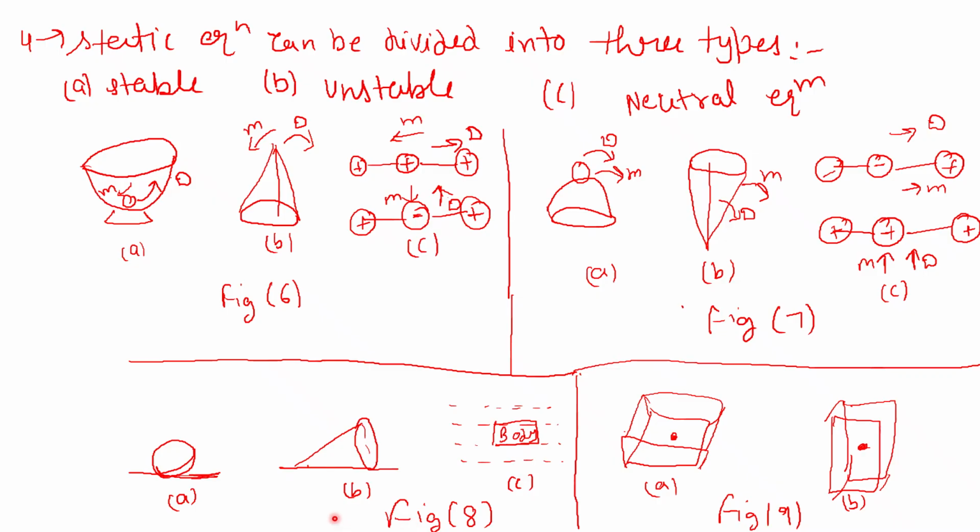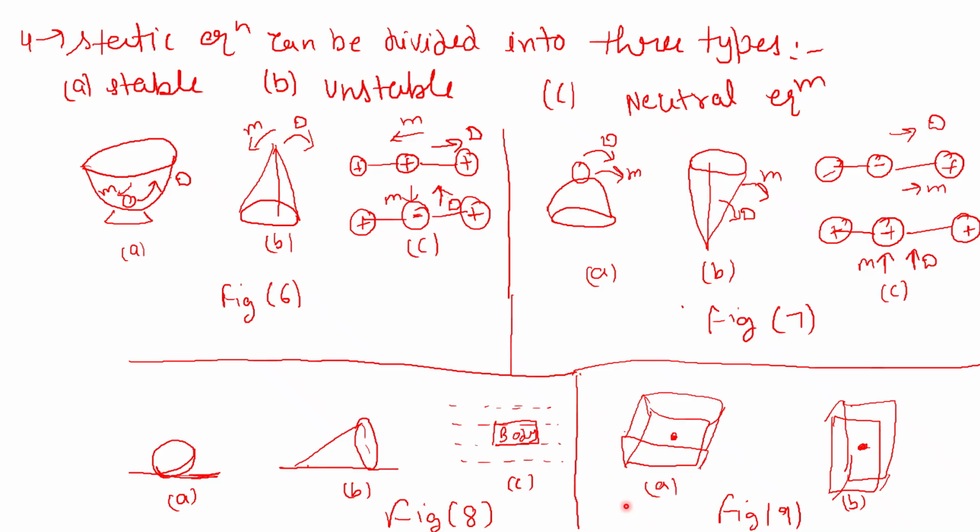Now neutral equilibrium is shown in figure 8. If on slight displacement from equilibrium position, a body has no tendency to come back to its original position or move in a direction of displacement, it is said to be in neutral equilibrium. In this situation, potential energy of a body is constant, and so center of gravity remains at constant height. These are some examples of neutral equilibrium.